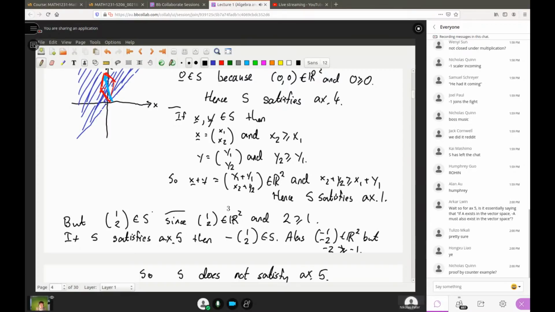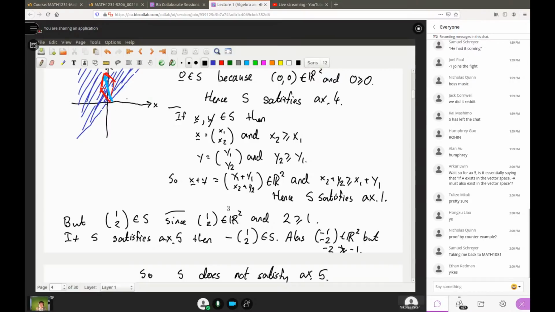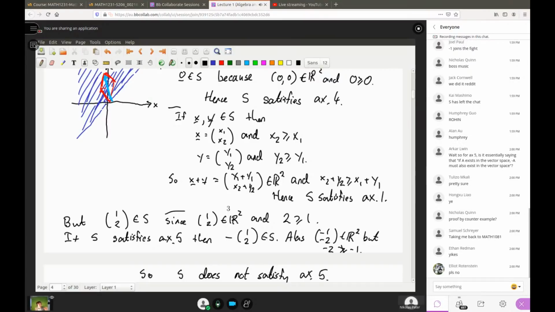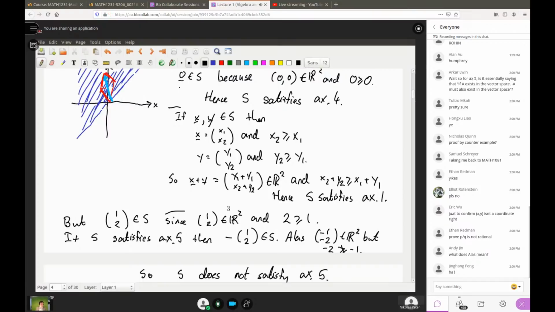You need to be very careful of this because some vectors in this set do obey axiom 5. For example, if I chose (0, 0), or anything along this line, all those ones do obey axiom 5. So you need to be really careful about which vectors you choose, because sometimes the vectors do actually obey axiom 5. You need to choose one that doesn't. Okay. Alas. What does alas mean? It's like a fancy way of saying but. But I already said but, so I needed to use something else.